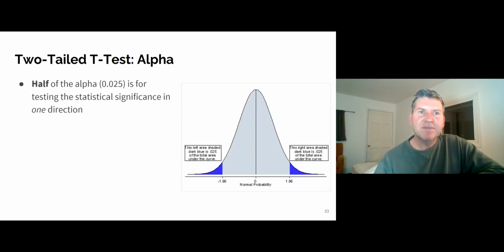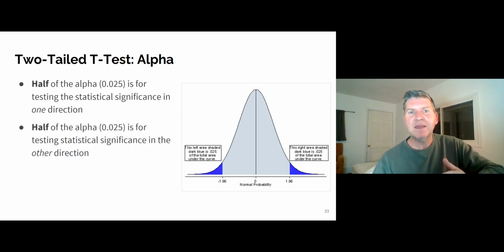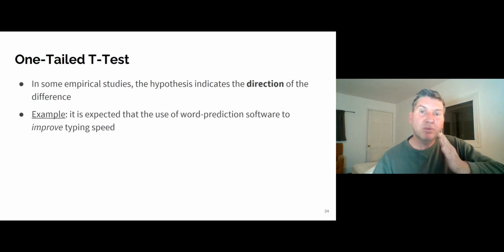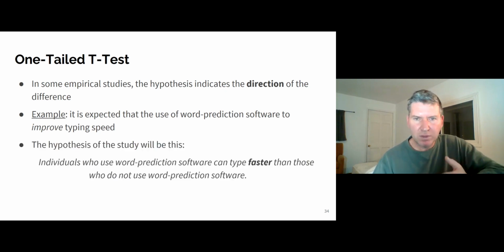When we have this, half of the alpha, remember we have 0.05, so half of this, or 0.025, is for testing the significance in one direction, and the other half is in the other direction. So in a one-tailed t-test, we specify the direction of the difference. So we can say that the word prediction software will improve typing speed. So our hypothesis would be individuals who use word prediction software can type faster than those who don't. So that would be our alternative hypothesis.